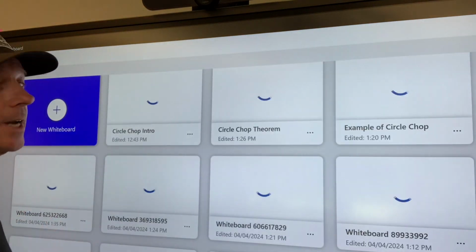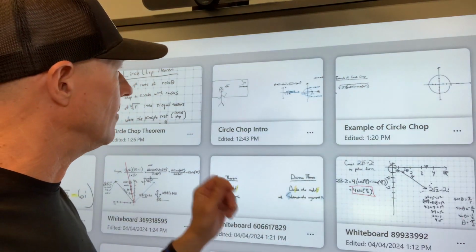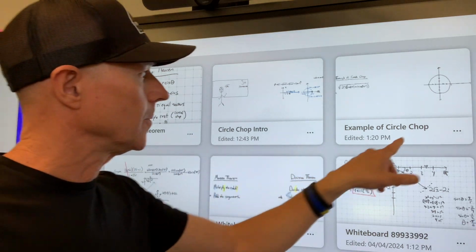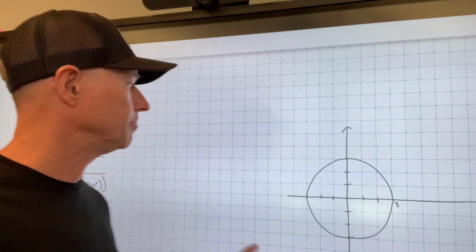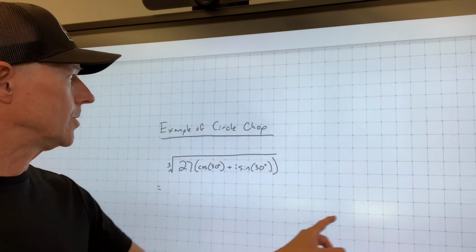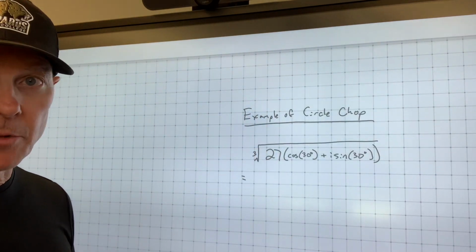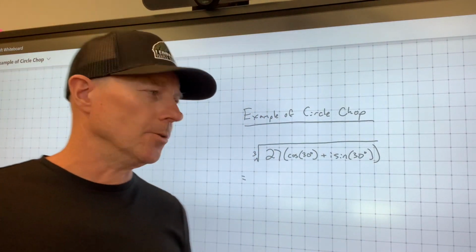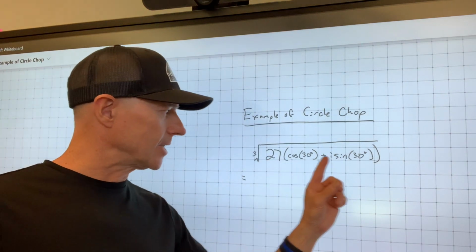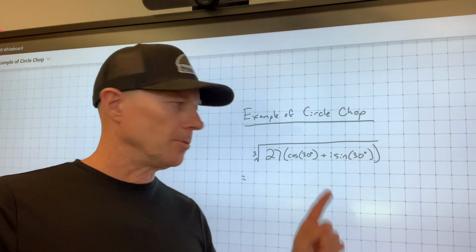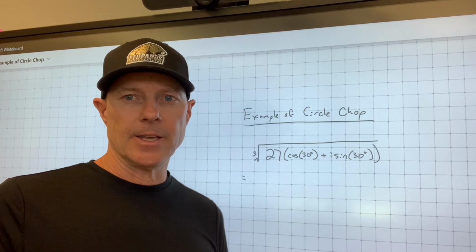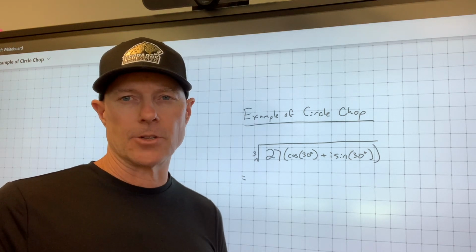So I'm going to switch slides again, and I have a prepared slide here somewhere. Here it is, example of the circle chop. So we're going to do this example of the circle chop here. We're going to take the third root of 27 cis 30 degrees. So the modulus is 27, and the direction or argument is 30 degrees.